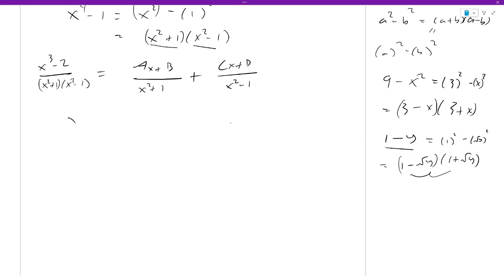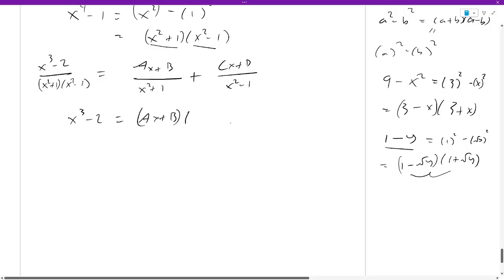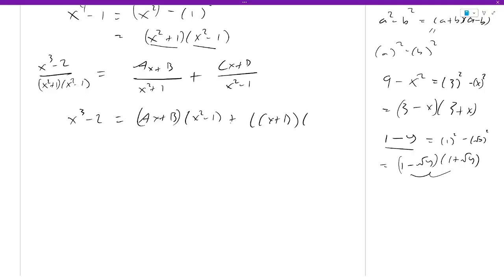Okay, so now let's multiply things through to get to that step that we like to get to. So we have ax plus b. If I multiply everything by this, then on this first term here, the x squared plus 1 will cancel, and x squared minus 1 is what's left over. And then here, the x squared minus 1 cancels, and we have x squared plus 1 left over.